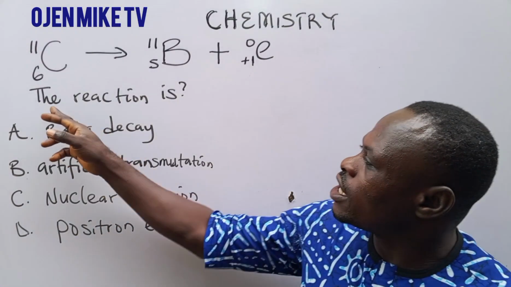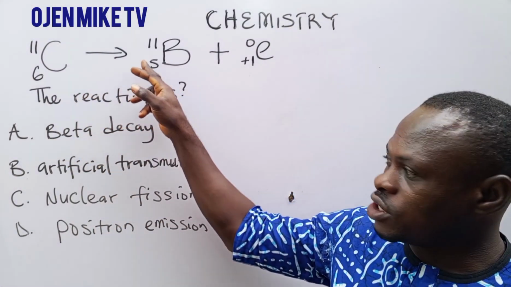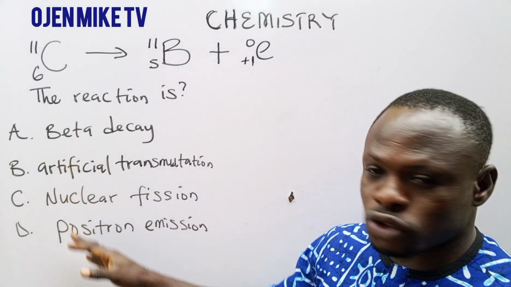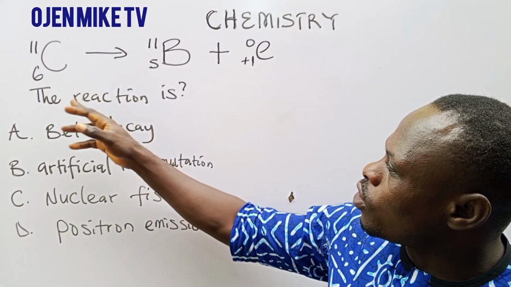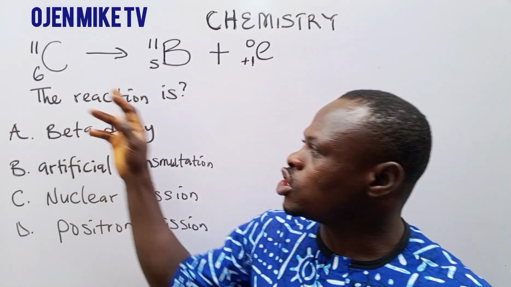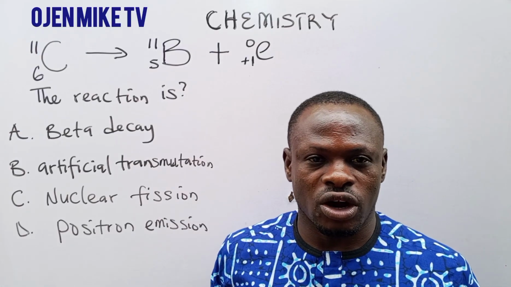This is the question we are asked in the reaction above. Look at the reaction here. We are now given that this reaction represents what? We have different options here. Of course, anytime you see a reaction like this, the equation is what? A nuclear reaction.